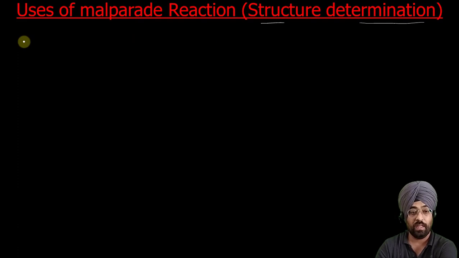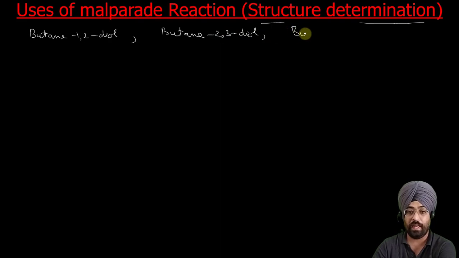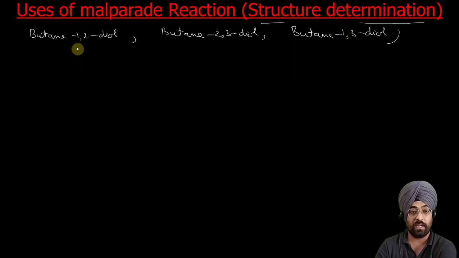Suppose we have diols of butane. We have butane-1,2-diol, butane-2,3-diol, and butane-1,3-diol. Now first let us write the structures, then we can see how, with the help of this Malaprade reaction, we can determine their products.